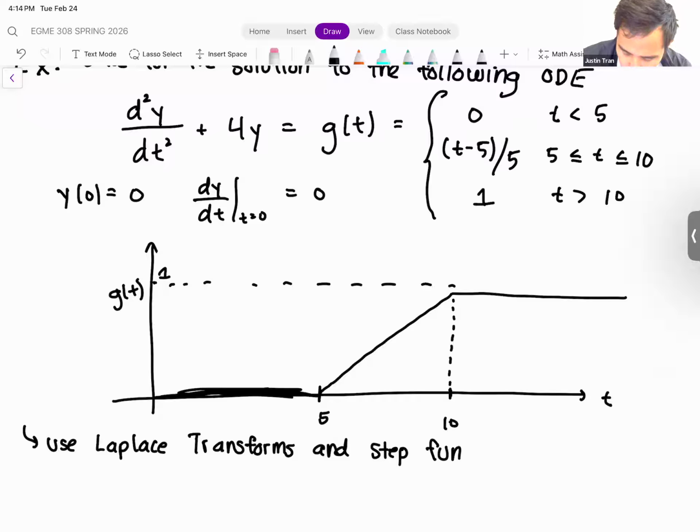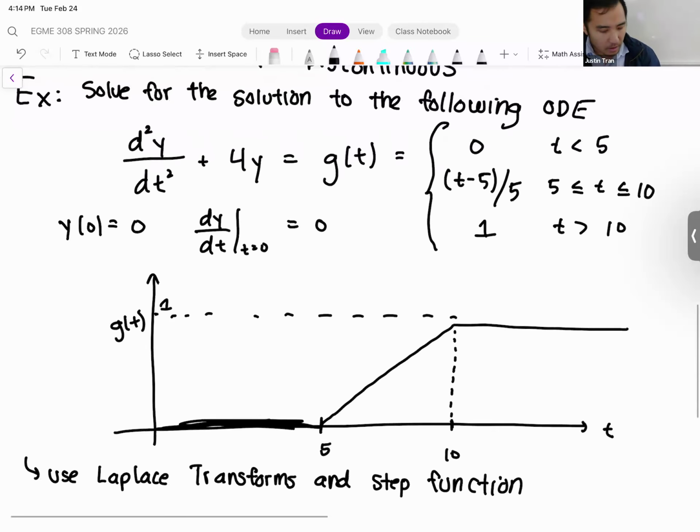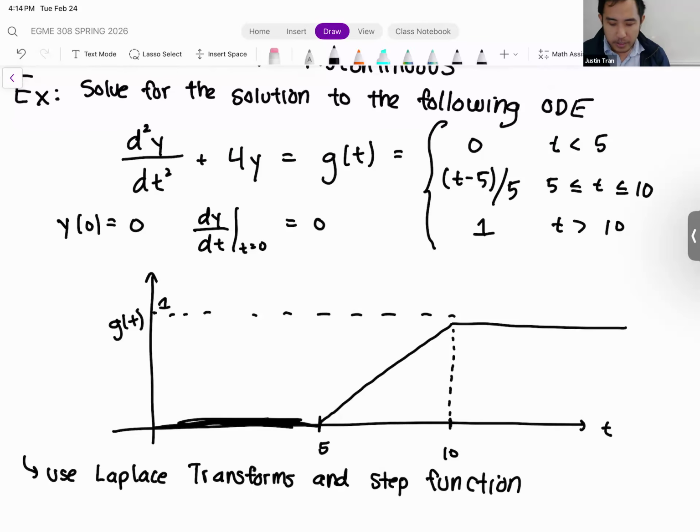Okay. So our strategy, the way that we're going to solve this, is we're going to be using Laplace transforms along with step functions. We'll be using step functions to represent our forcing function. And then once we have that, we can just use our typical Laplace method to take the Laplace transform and algebraically solve for the solution. Any questions on just the setup for the problem before we get to solving it?